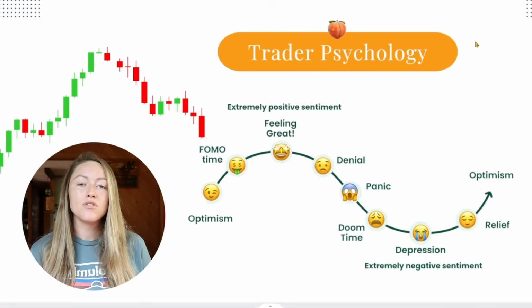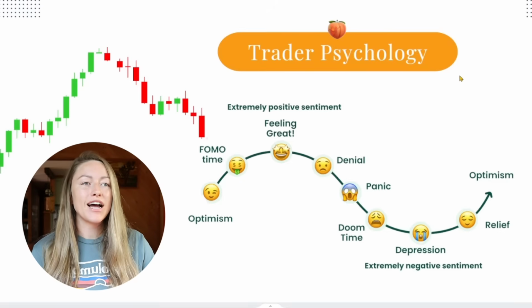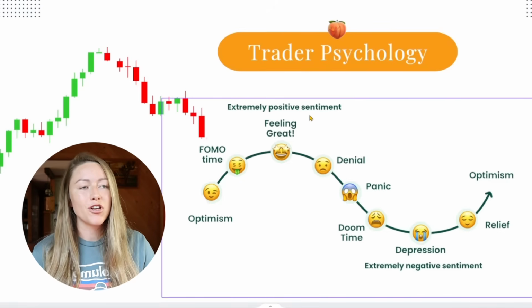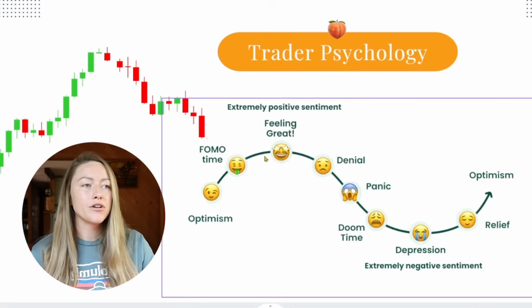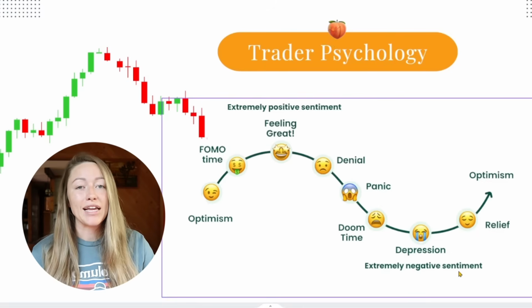Now let's move into step number 3, which is understanding the trader's psychology and what that means when you are analyzing candlesticks. In order to do that, first, I love to bring up this chart because it's so accurate, right? When you are in the markets and you're a trader, every trader goes through this wave of emotion, extremely positive sentiment to extremely negative sentiment.